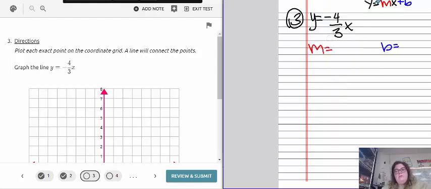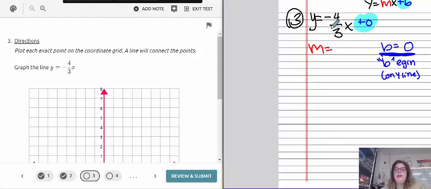But when I look at this, there's nothing. There's no constant, no plain number by negative 4/3 x. There is nothing in the plus b spot. That means that b is 0, because if we add 0, the value of this does not change. Okay, so I know that I would have to begin on the y line at 0.